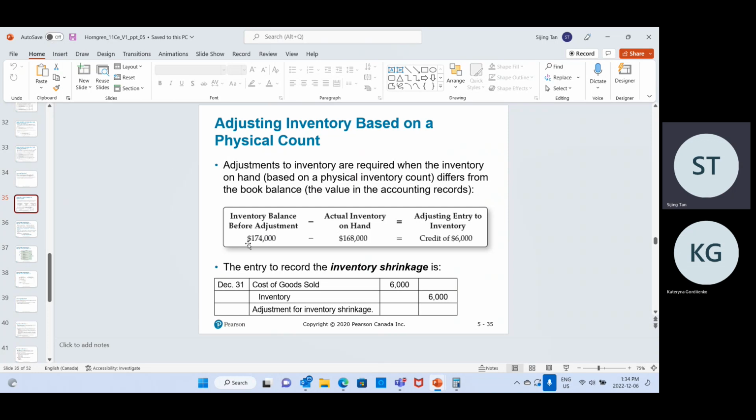See the example here. Inventory balance before adjustment is $174,000. Then the staff counted the inventory in the storage room and found they only have $168,000. So there is a shrinkage of $6,000. Then we need to make an adjustment for the inventory shrinkage, right? So we debit cost of goods sold, credit inventory. That is how we record inventory shrinkage. That is what the journal entry looks like.